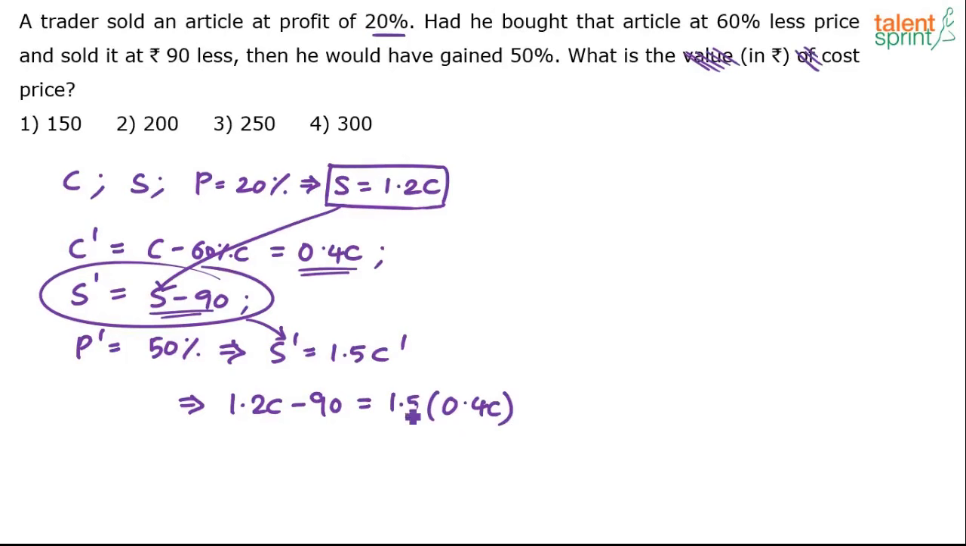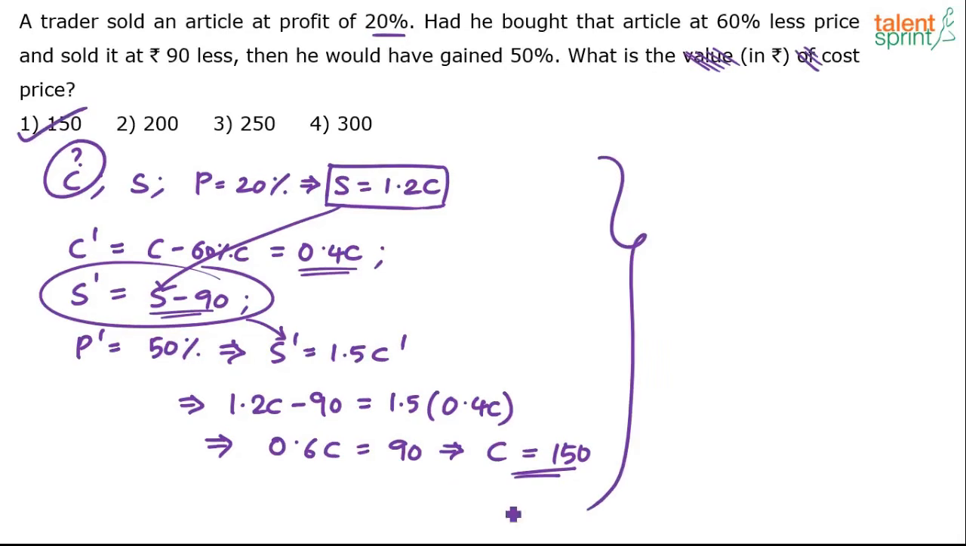Solve. There's only one unknown value here, C, and that's what we need to find out. What is the cost price? Solve now. So 1.2C minus, how much is this? 1.5 into 0.4 is 0.6. So 1.2C minus 0.6C is 0.6C. 0.6C is equal to 90, which implies C will be 150. 900 by 6 is 150. So 150, option 1 is the answer.